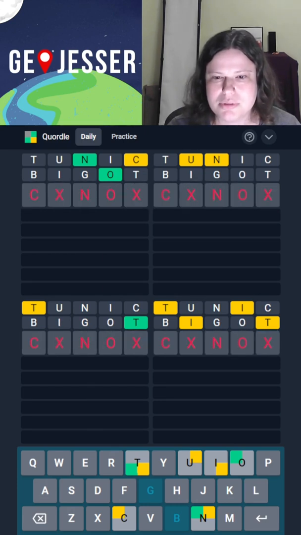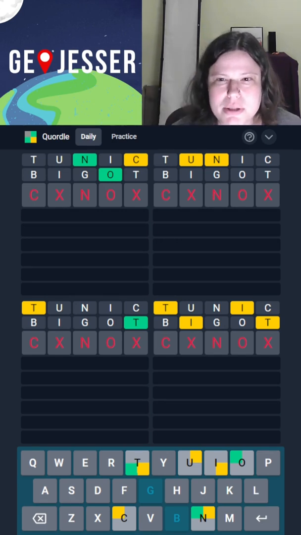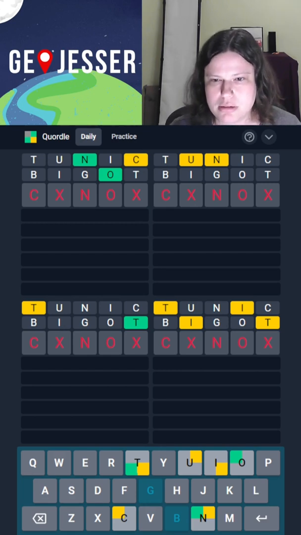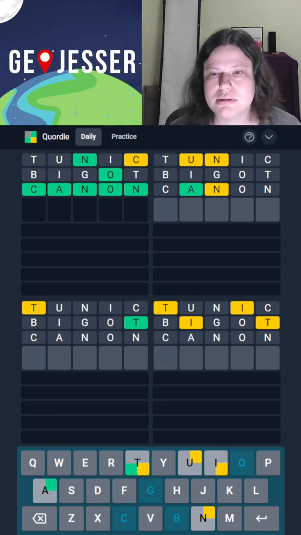So, what is this word? It has to be a vowel. It could be an E, an A, or a Y. Could be another O as well. There's no reason not to think about O's. Cannon? Oh, it must be cannon, right? Yeah, no, it's got to be. I don't think there's anything else it could be. Always nice to get the word right away.